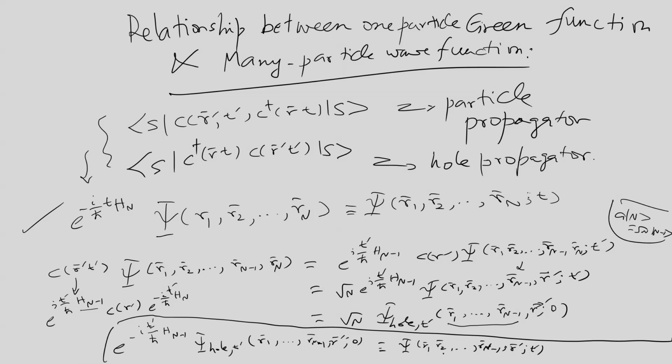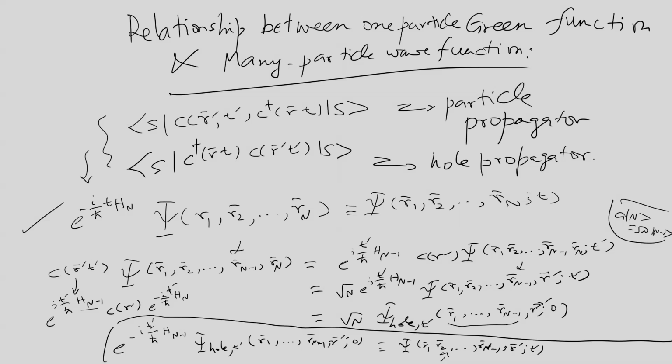So, we know what this is. See, what is this? This object is easy to understand. Basically it is just the time evolved version of the original wave function: firstly you time evolve it, then you annihilate a particle, that is what this is. So, you time evolve it and then you annihilate a particle.